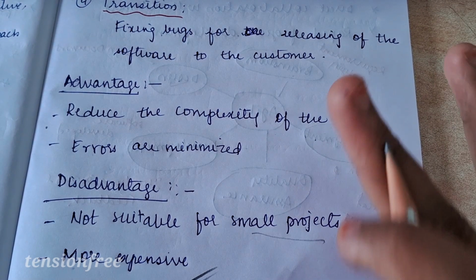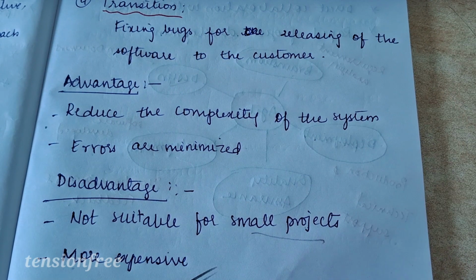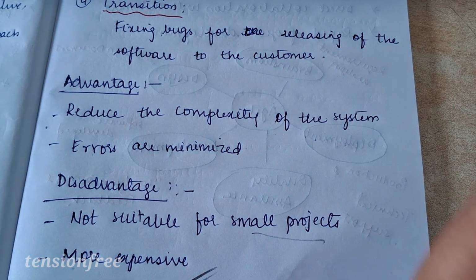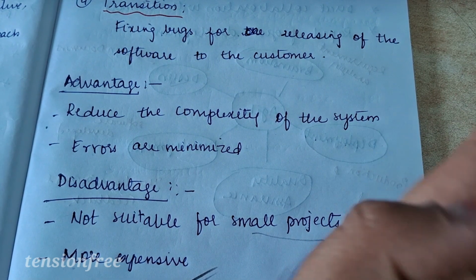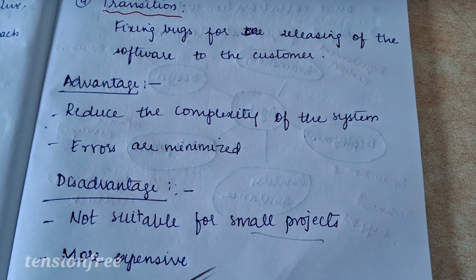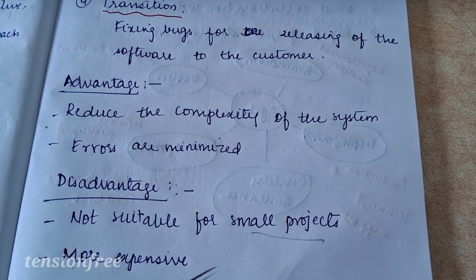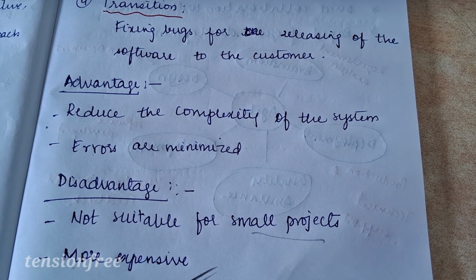This is how you need to write about the unified process model. First, draw the diagram, define it, write about the phases, then write the advantages and disadvantages. Maybe this question will be asked for 5 marks. That's it. We have discussed all the 5 process models.